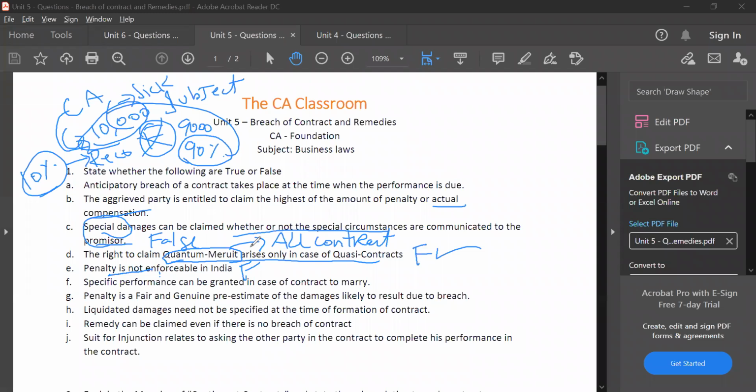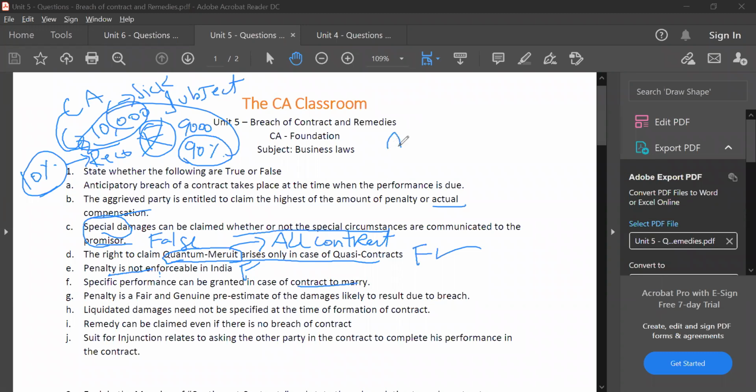Specific performance can be granted in case of contract to marry. You have to just see that. Answer, guys. I'll give you the example, then you tell me whether it's true or false, because some are giving true and some are giving false.